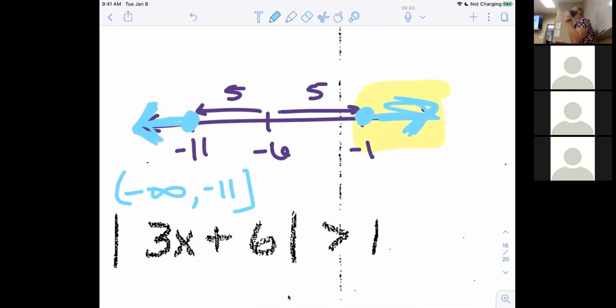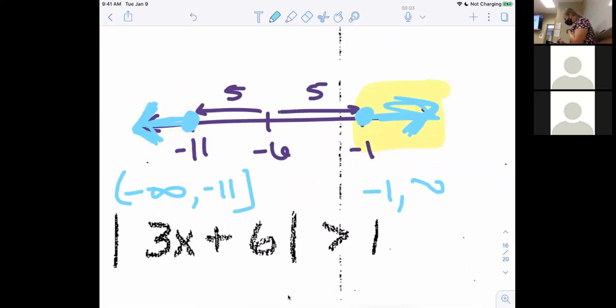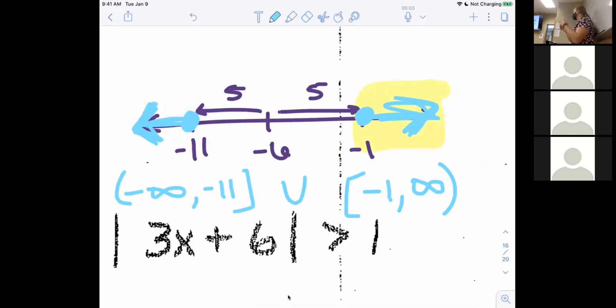What's the smallest number in this interval? What's the biggest number in this interval? Parentheses with the -1 or bracket? What about with the infinity? Awesome. The only thing I want to add here is that when we have 2 of these, we're going to put a little U in between them to say that they go together. That's like our universal sign that they go together.